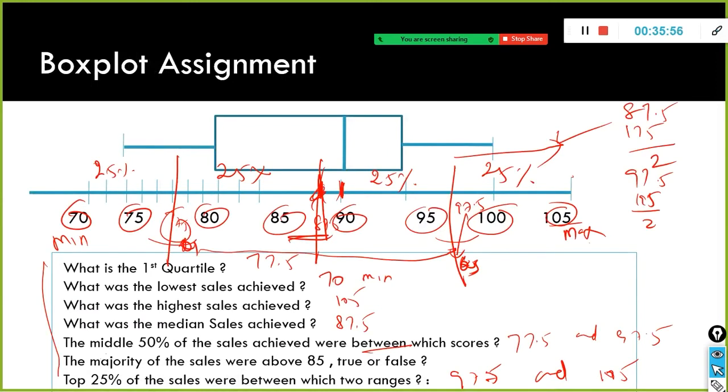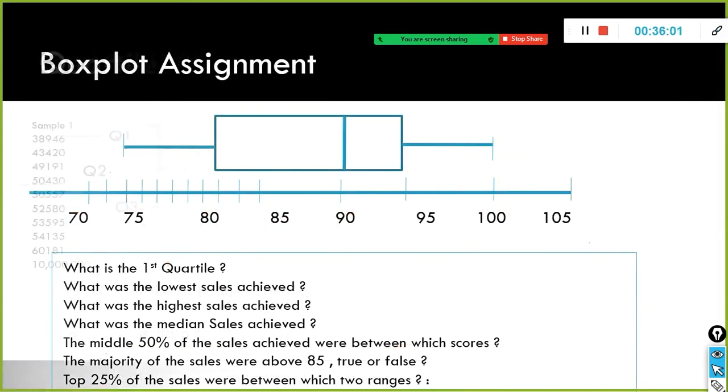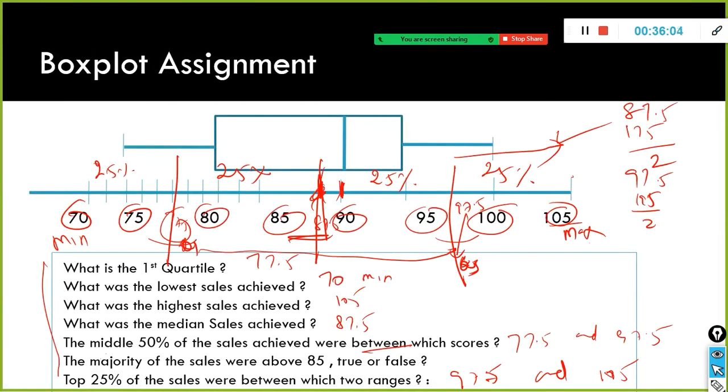What is the difference between standard deviation and the percentiles? Standard deviation tells us how far the values are above the mean or below the mean. That's all. But if somebody is asking you which values are falling in which quarter, in that case the quartiles and percentiles are very much helpful.